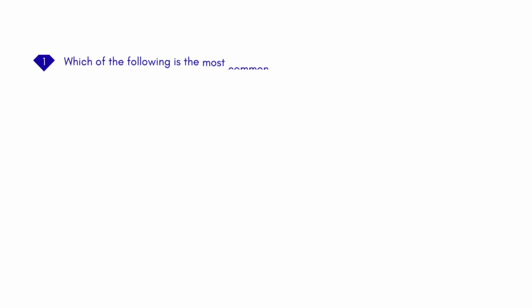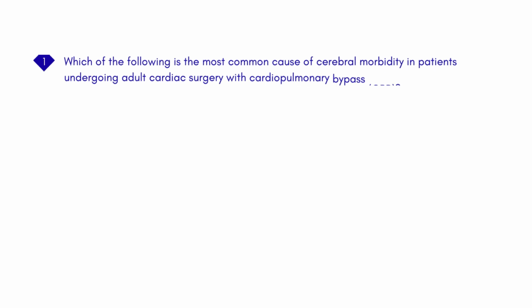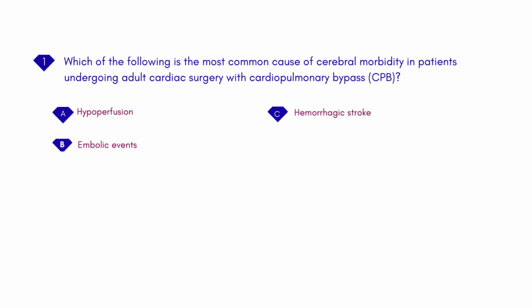Which of the following is the most common cause of cerebral morbidity in patients undergoing adult cardiac surgery with cardiopulmonary bypass, CPB? A. Hypoperfusion. B. Embolic events. C. Hemorrhagic stroke. D. Neurotoxic effects of anesthetic agents.